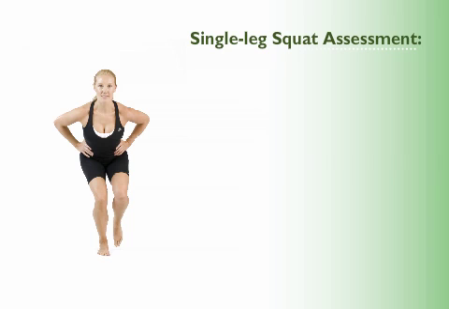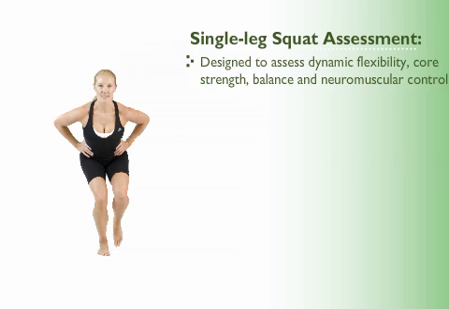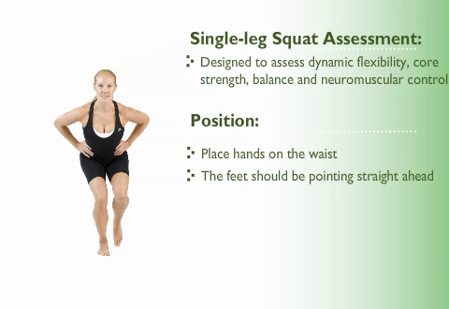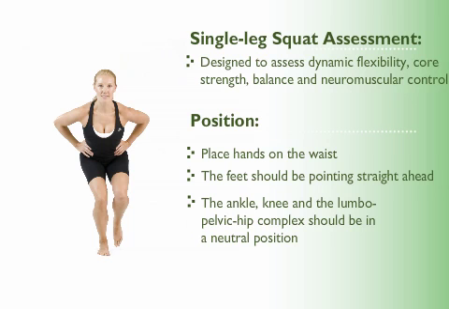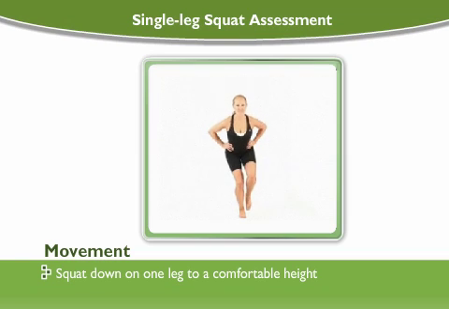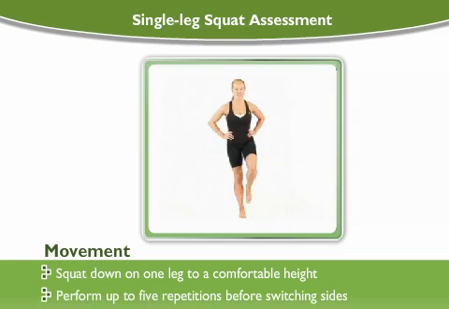The second transitional movement assessment is the single-leg squat assessment. This transitional movement assessment assesses dynamic flexibility, core strength, balance, and overall neuromuscular control. The client should place their hands on their waist. The feet should be pointing straight ahead, and the ankle, knee, and the lumbopelvic hip complex should be in a neutral position.